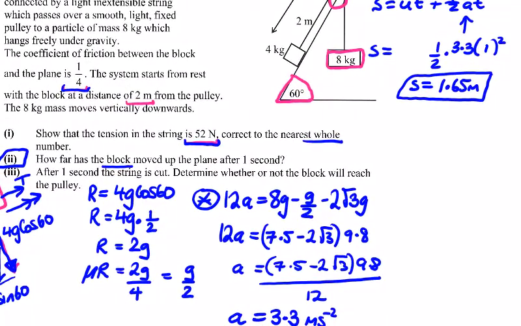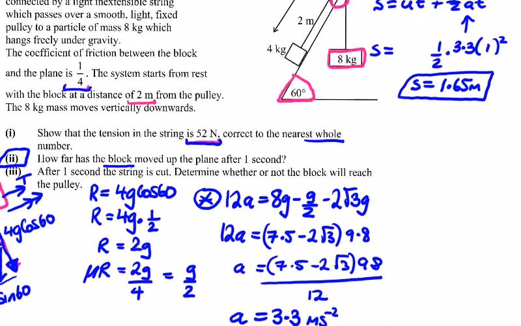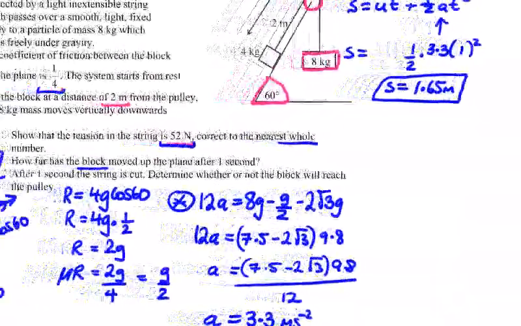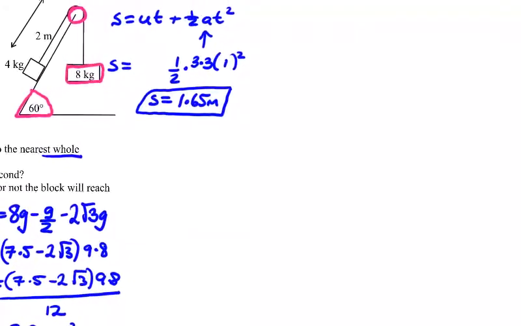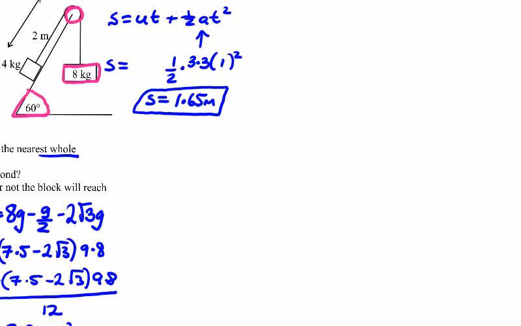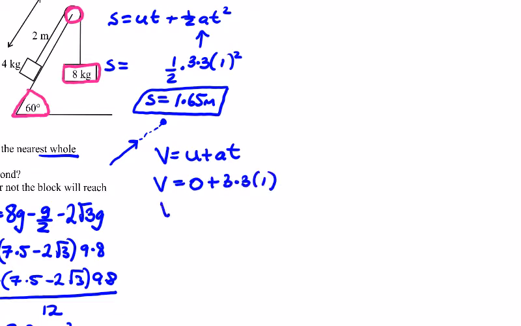And after 1 second, the string is cut. Determine whether or not the block will reach the pulley. So it's traveling in this direction. The string is cut. Is it going to get the extra bit to the top? So what's happening here? We need to get the speed. V is equal to u plus at. The speed at this point after 1 second, if it starts from rest and the acceleration is 3.3, the speed of the 4 kilo is 3.3 meters a second.